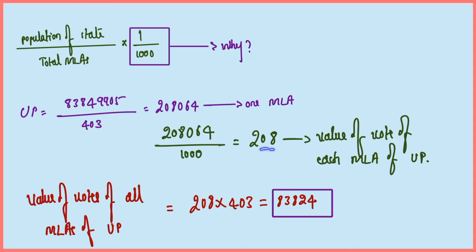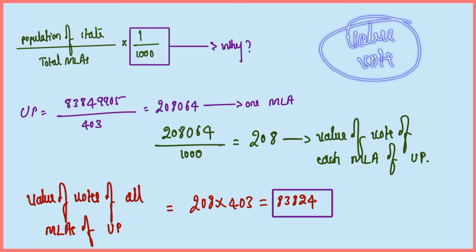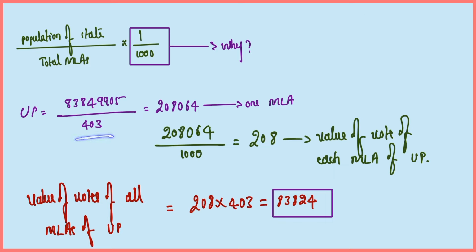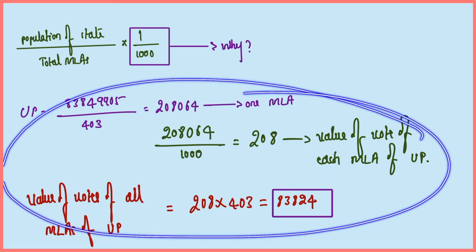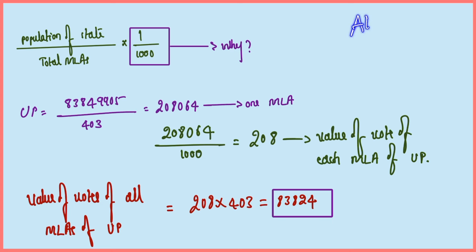Now, after calculating the value of the vote of each MLA of UP, we can easily calculate the value of the vote of all the MLAs of UP. How many MLAs are there in UP? 403. So we just have to multiply 208 with 403. When we multiply 208, that is the value of one MLA of UP, with the strength of the assembly of UP, that is all the MLAs, then the result is 83,824. So this is the value of all the MLAs of UP. This is how the value of MLAs of a state is calculated.